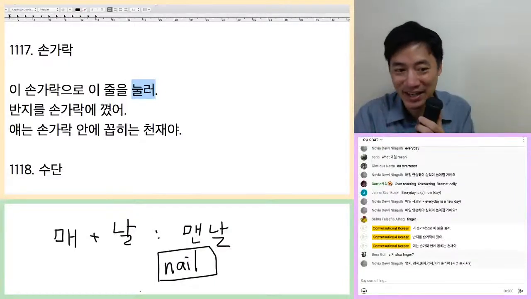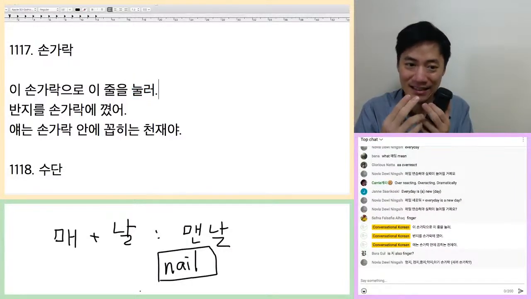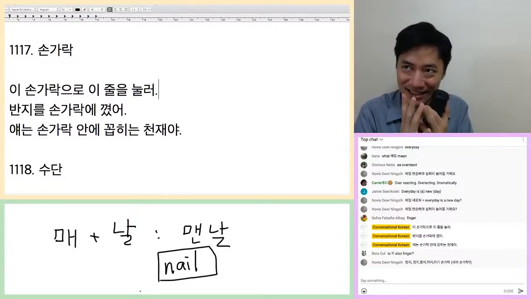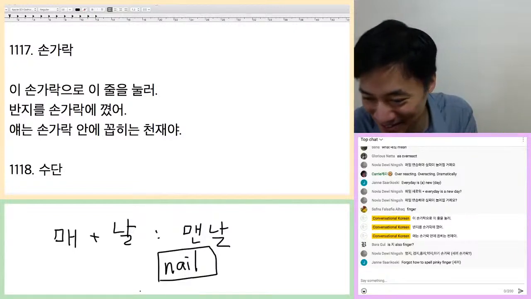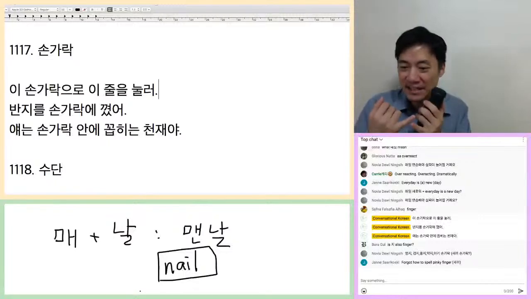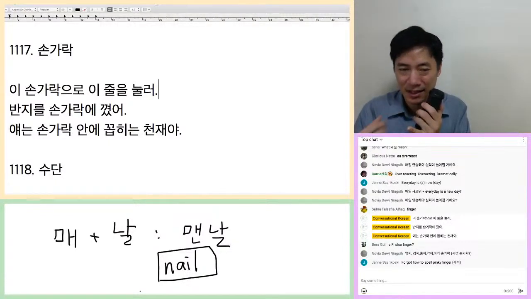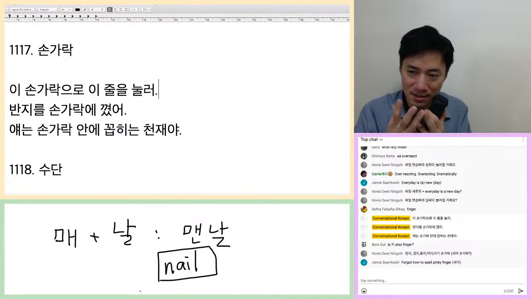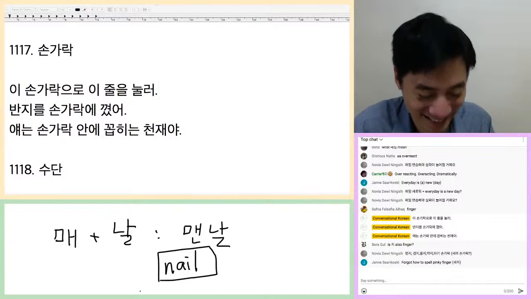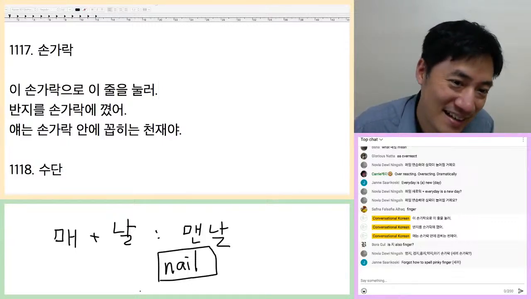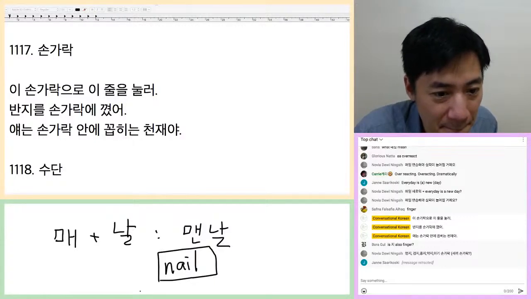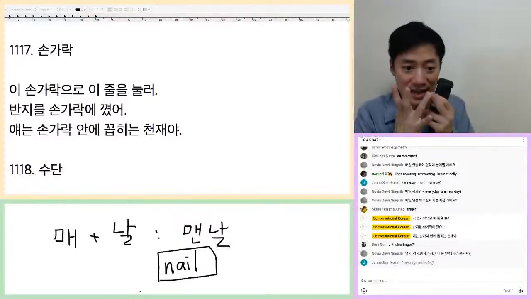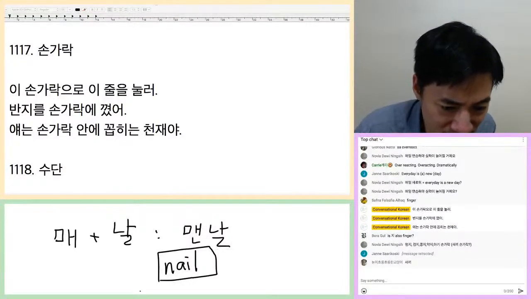Okay, that's a good one. Like 검지, 중지, 약지. Sometimes 약지 means this, sometimes 약지 means this. It can be confusing. Pinky finger, like 약지. Oh my god, confusing. 약지 means this. I forgot. Oh, this one is 약지. What is what? I forgot.